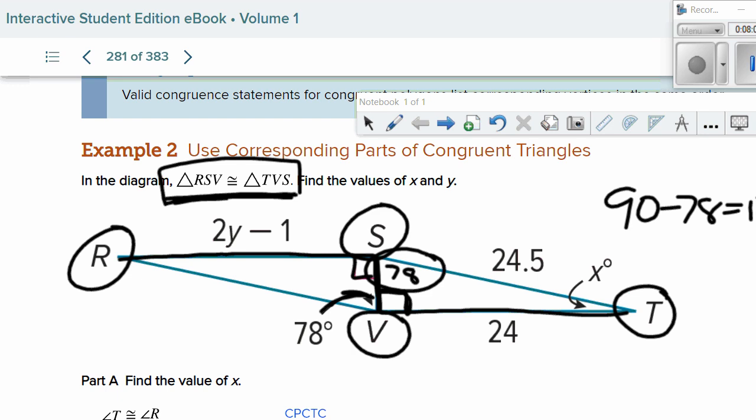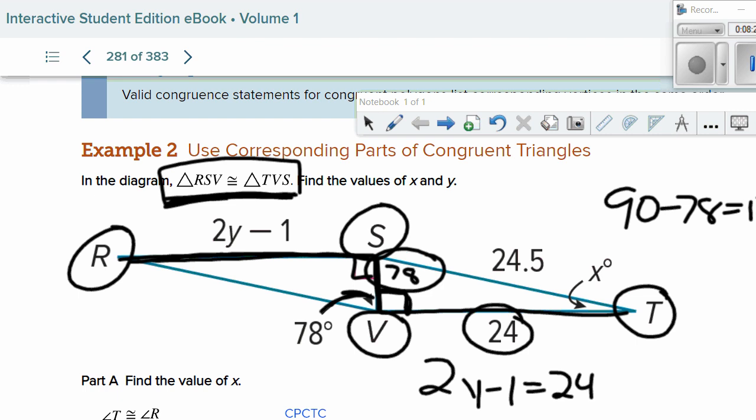Okay. If I'm taking this, I got to match up RS, going back to the congruency statement up here. RS is equal to TV. So I want to take that 2y minus 1, set it equal to 24. Okay, and solve it for y. So I'm going to add 1 and get 25, and I'm going to divide by 2, and I get 12.5 for y. Okay.